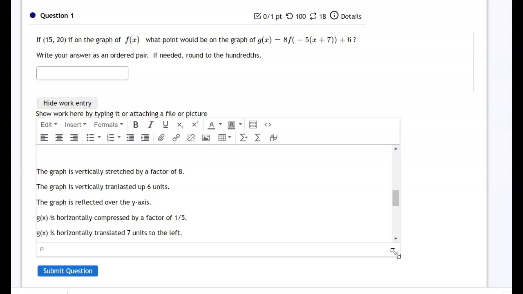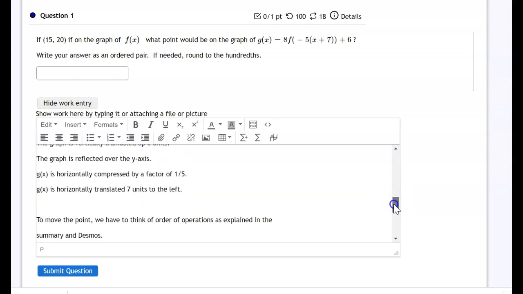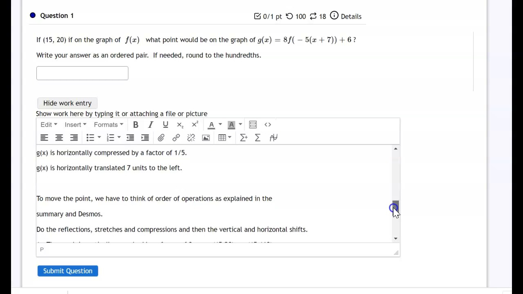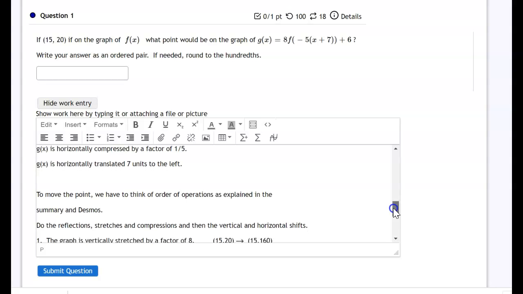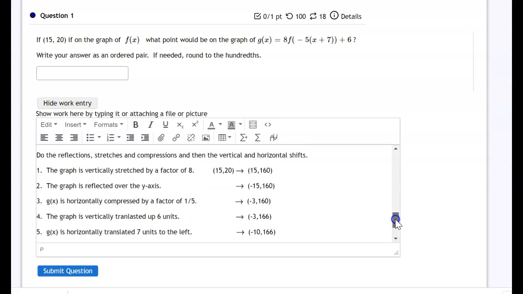And then the second part of the question was, let's take that point and translate it. So as in the Desmos, we have to think about the order of operations. You would do the reflections, stretches, and compressions first, followed by the vertical and horizontal shifts. So I wrote that on the screen. If I were to do that, I might do it in the following steps. I'm just going to show you all the answers.